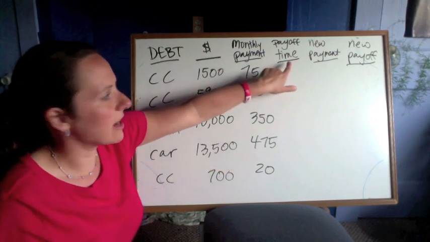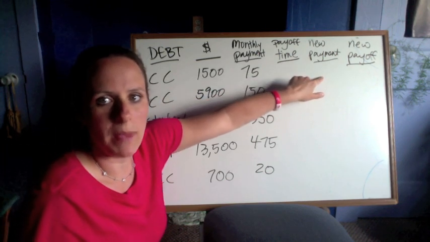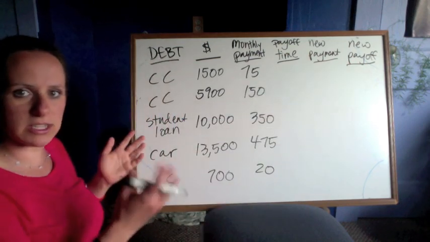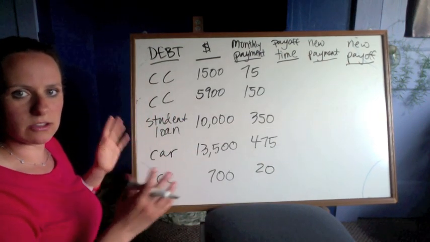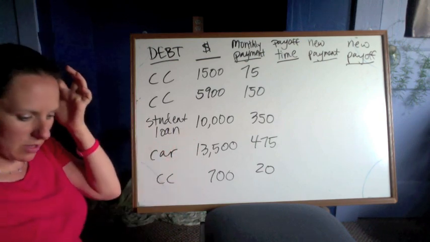Then we're going to add 3 more columns here. It's going to be your payoff time, new payment, and new payoff time. So the first thing you want to do again is make this little chart and write everything out that you have here. Now, here's the formula.